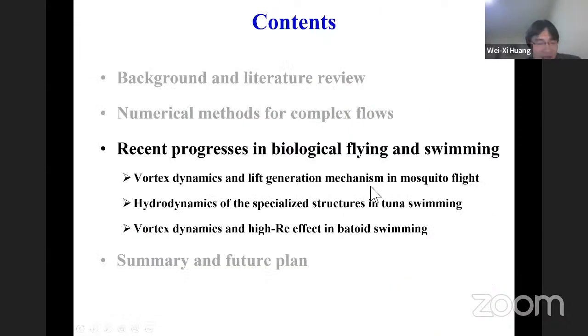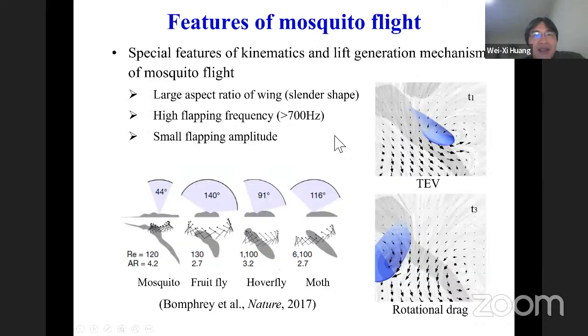Okay, in the following, I will introduce the flying and swimming examples. The first one is the mosquito flight. In 2017, a Nature paper was published about mosquito flight.